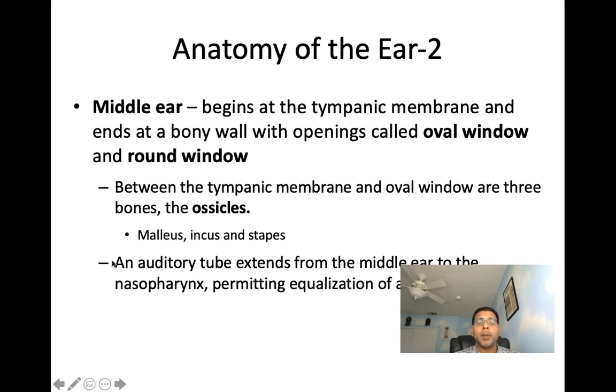And here we're also going to be able to appreciate an auditory tube. This auditory tube is going to extend from the middle ear to the nasopharynx. It's going to permit equalization of air pressure.